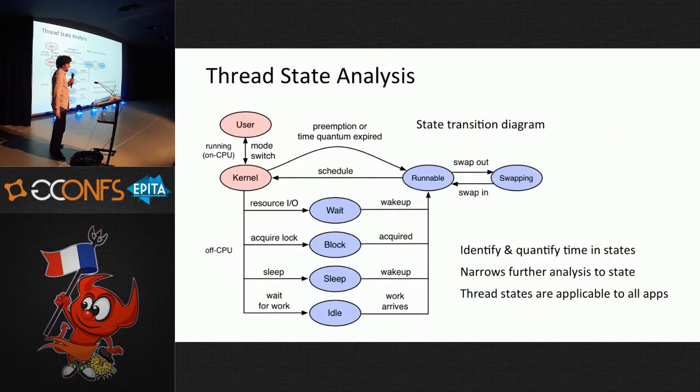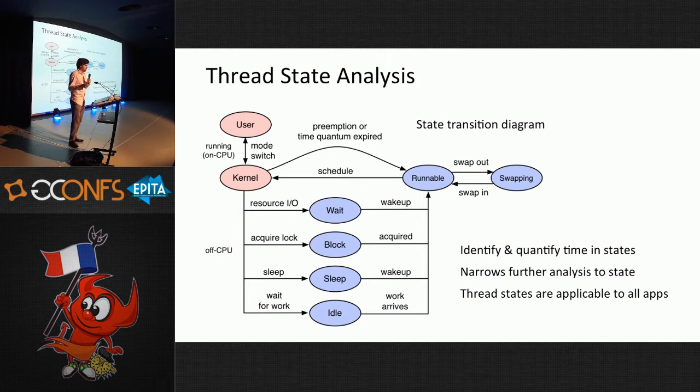Thread state analysis. This is a different methodology. I've drawn a generic thread state system. I think I borrowed a lot of this from the BSD Unix book. You can see when a thread is on CPU, colored red, I'm switching between user mode and kernel mode. And when I go off CPU, there are lots of modes.